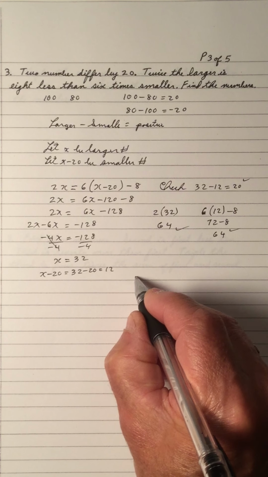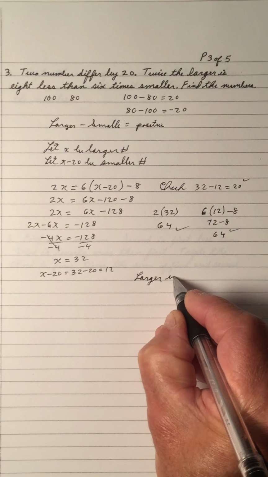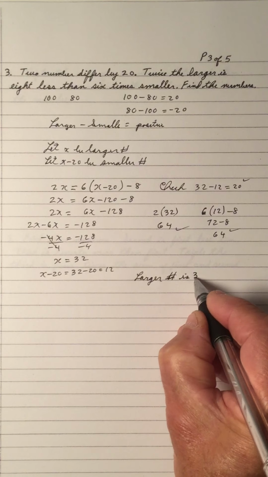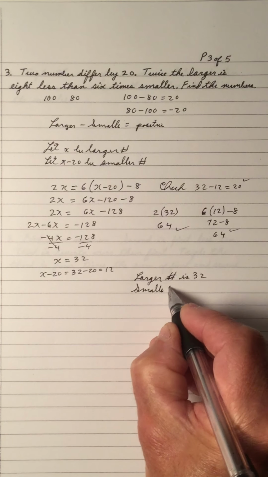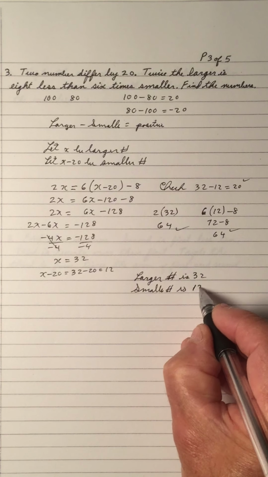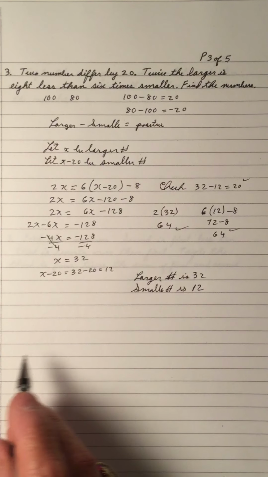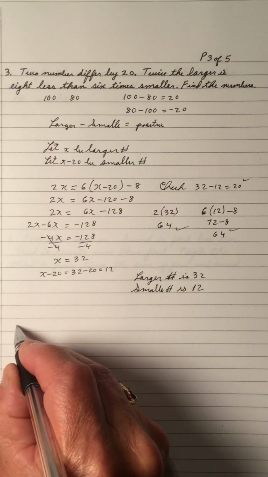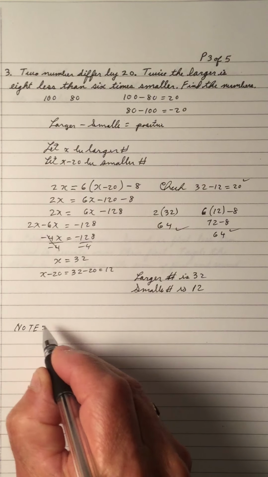So the larger number is 32, and the smaller number is 12. We have it all checked. But I just want to explain something before I move on here. Just note there's a little difference, and I just want to drive it home.